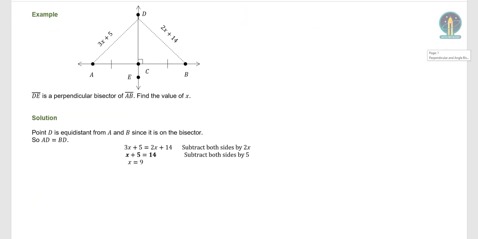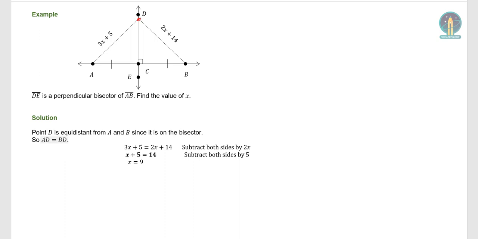Let's look at this example. DE is a perpendicular bisector of segment AB. Find the value of x. So again, with it being a perpendicular bisector, and then point D, or this point actually, doesn't have to be point D. Well, actually it is point D, but I guess the drawing should have just put it here, which is fine.